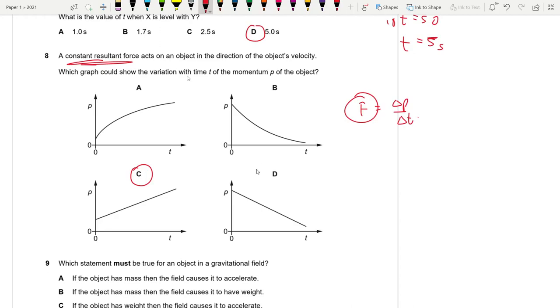Also, one other thing, why not D and why C? This is important because both of these are straight lines. A and B are excluded from the beginning. Why C and why not D? Because the force is acting in the direction of the object's velocity. If it said that the force was acting in the opposite direction to the object's velocity, it would have been D. But since it's acting in the same direction, it will be a positive gradient.